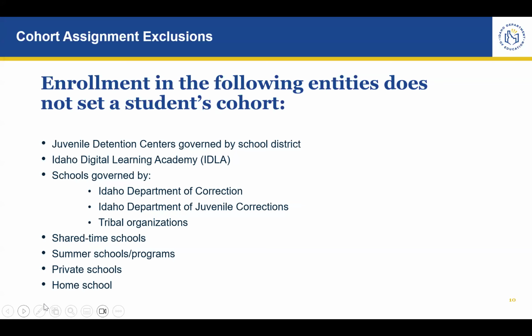This slide is a reminder of the entities that do not report enrollment to IC and therefore do not set a student's cohort. If a student attends 9th grade at one of these schools and then transfers to an Idaho public school the next year, their cohort would be determined by the grade level they're enrolled in. So if they enter public school as a 10th grader, then they would be in their 2nd year of the cohort.